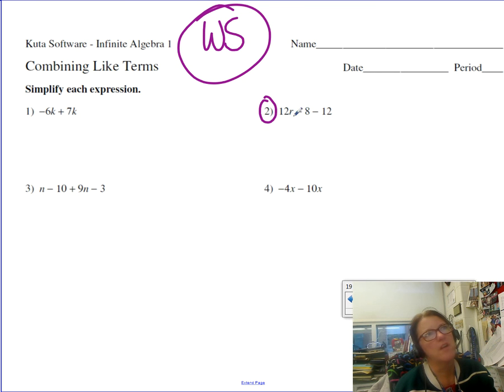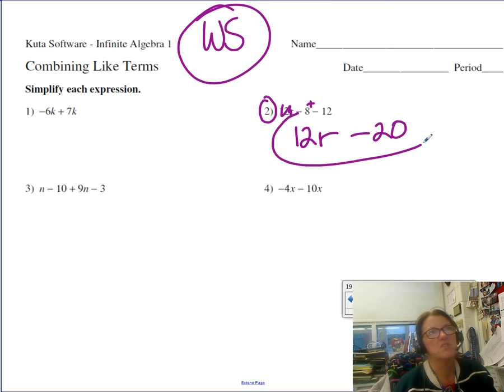You have a 12R, but there's no other R's downstream. So now you have to combine this -8 and a -12. Remember, everything's really adding. Just stick that negative sign with the number there. You should get a -20. I'm just going to leave it like that, okay?